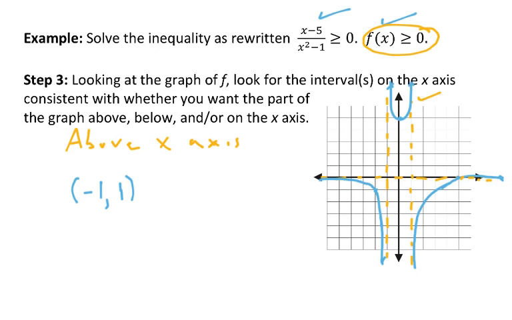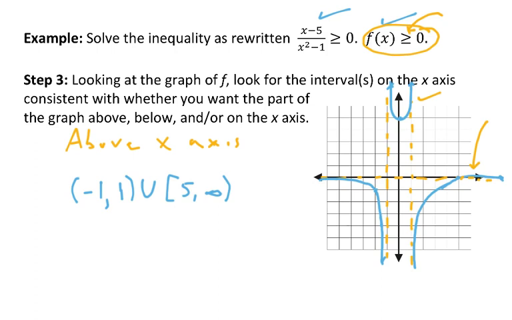And although this could be easy to miss, the graph sneaks above the x-axis over here as well, from 5 to infinity. And because this says greater than or equal to, we actually want to include the 5 because the graph is on the x-axis there. So 5 with a bracket to infinity. There are 2 intervals involved, so you say union.